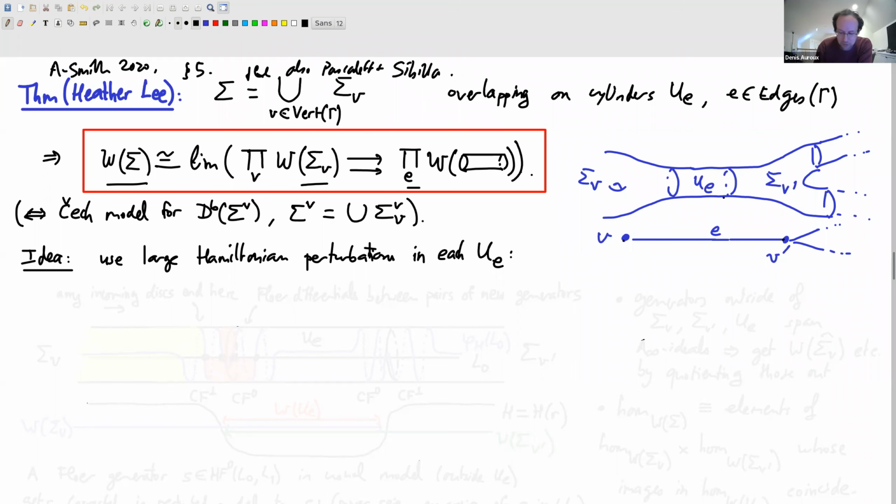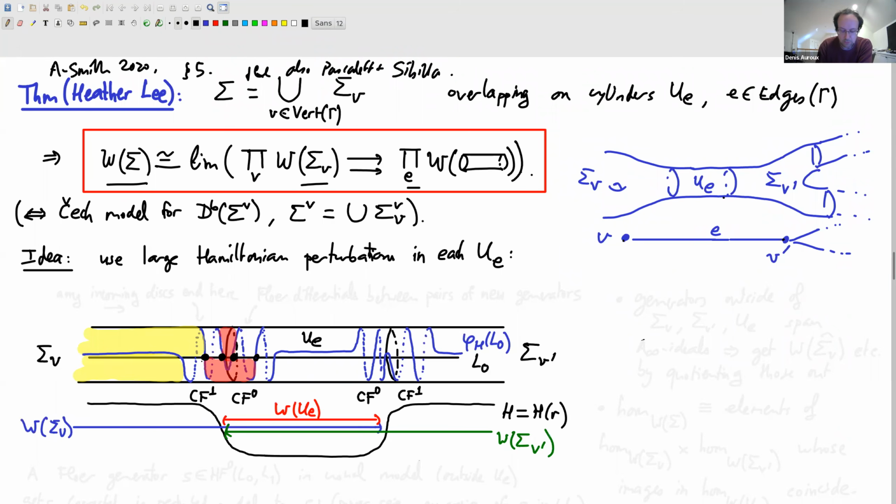All right. So anyway, in Lee's version, you use a large Hamiltonian perturbation in each cylindrical neck. That Hamiltonian will just be constant inside each piece, roughly, constant inside the neck, but it will dip a lot down at the edge of the neck.